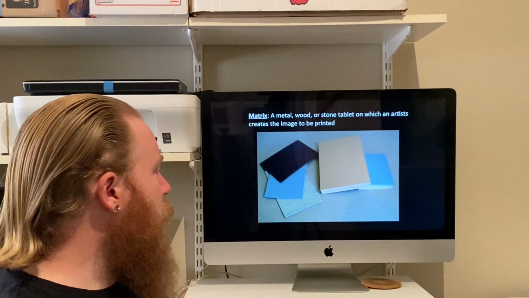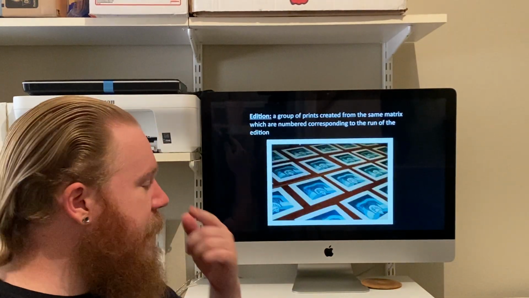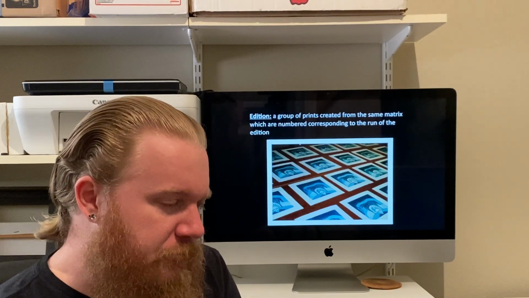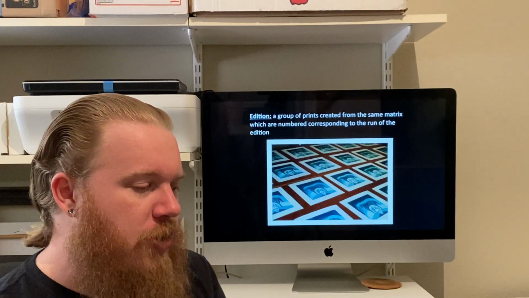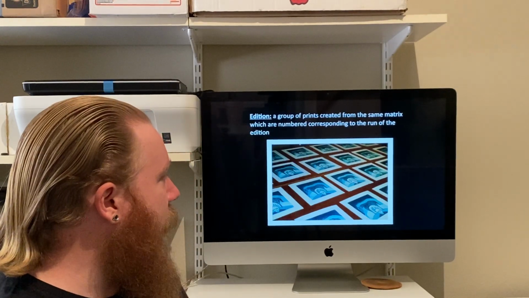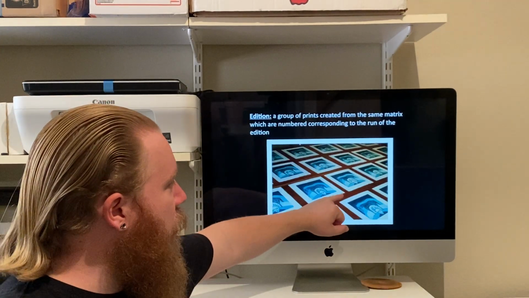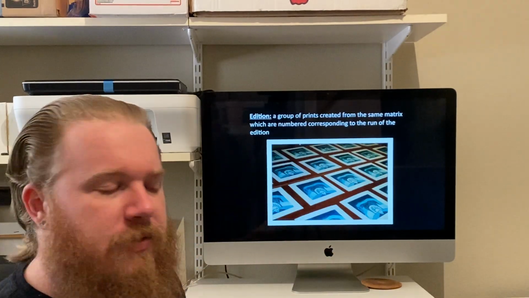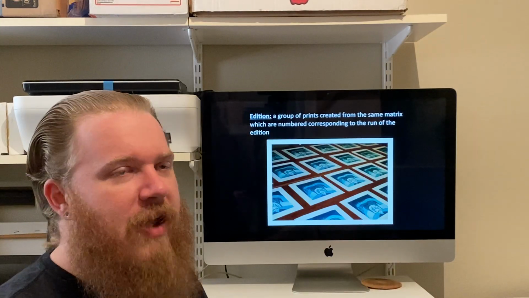Now, once we've created an image on our matrix, we would then pull from that matrix what's known as the edition. And the edition refers to a group of prints created from the same matrix, which are numbered corresponding to the run of the edition. So if you ever see a print, and here we can see some, they're usually hand signed and numbered right along the bottom edge. And that number might say, like, 2 of 50 or something, or 300 of 500 and whatnot.